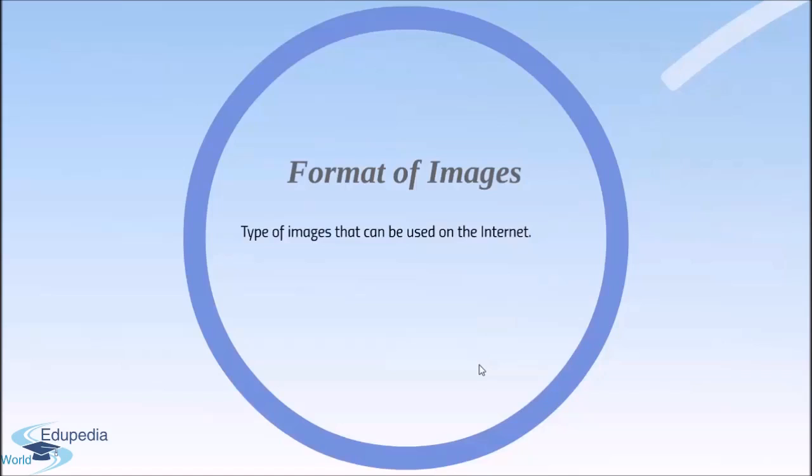JPEG, or better seen on the internet as JPG, is a commonly used method of lossy compression for digital images, particularly for those images produced by digital photography.